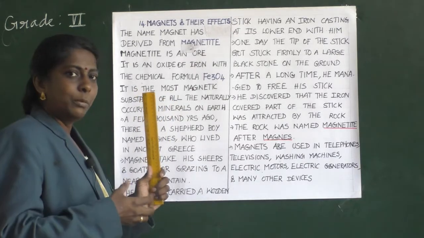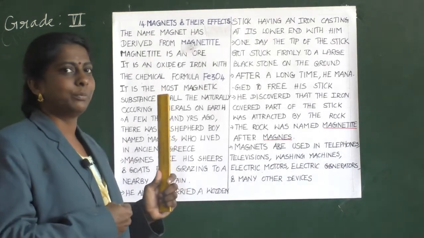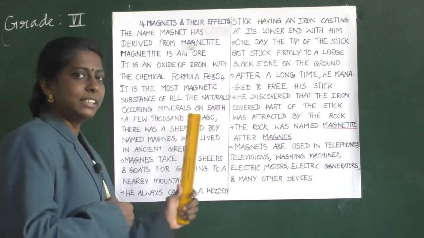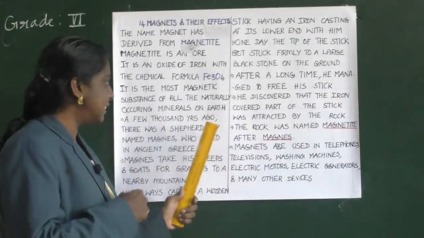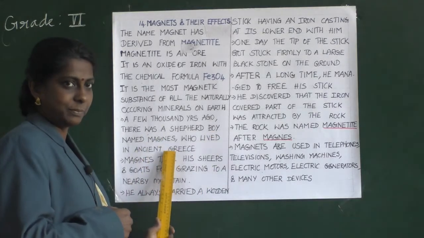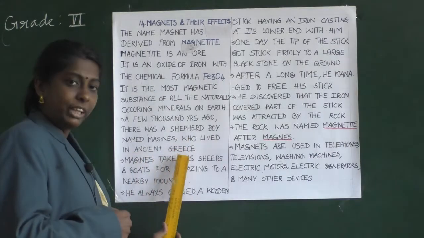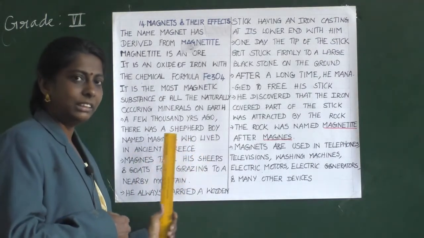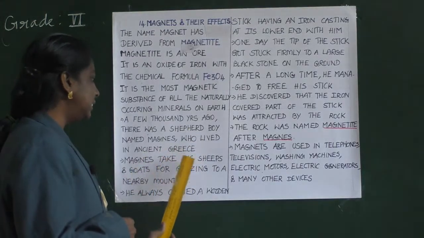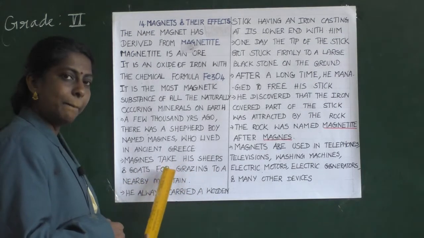So, now we are going to learn about the history of magnet. From where did we get this magnet? What was the story? A few thousand years ago, there was a shepherd boy named Magnes. He lived in ancient Greece. Magnes took his sheep and goats for grazing to a nearby mountain.